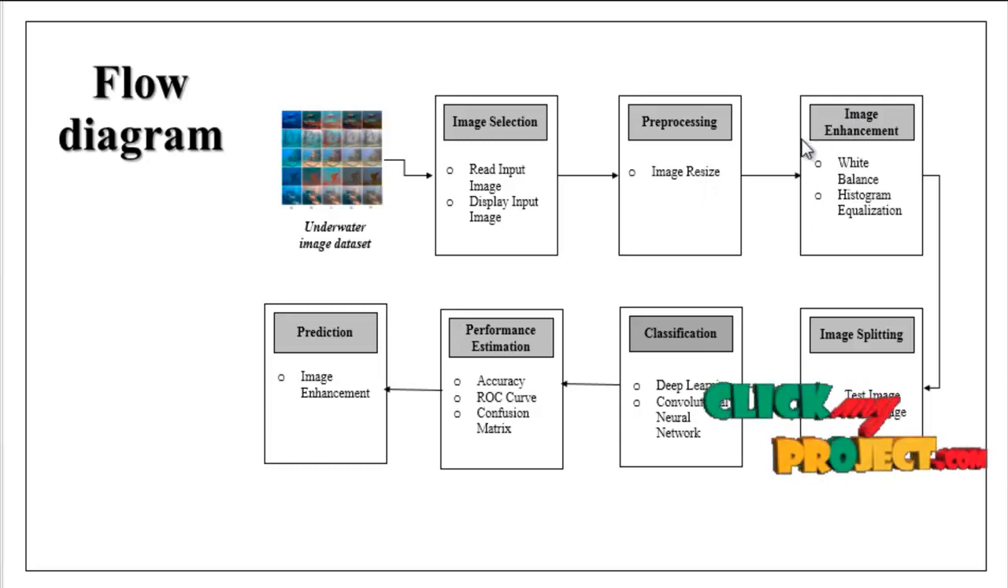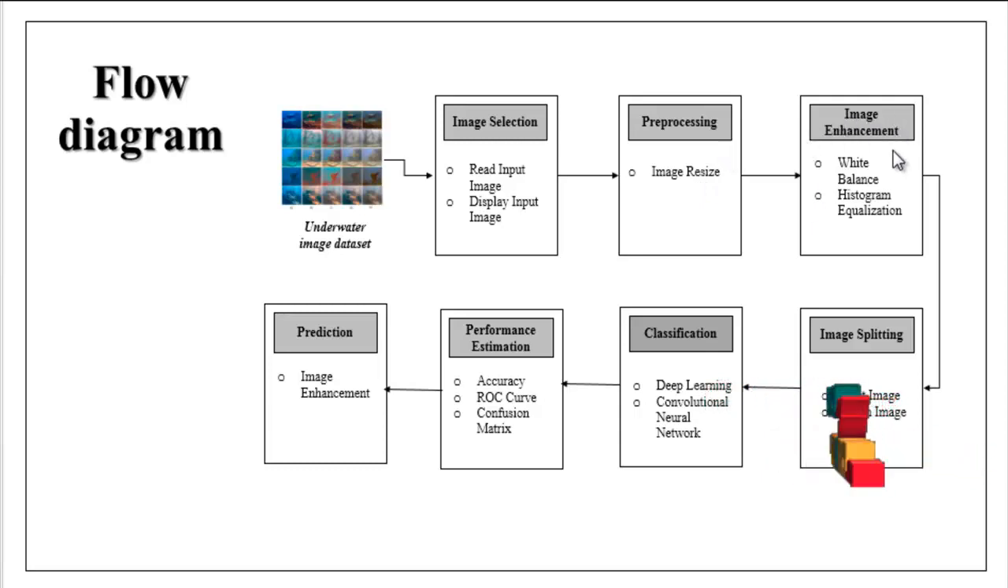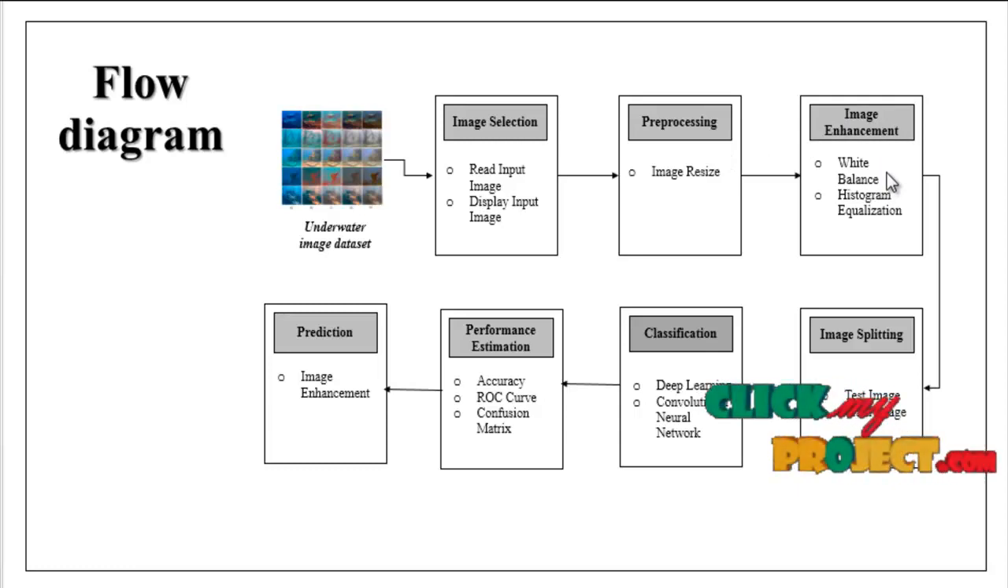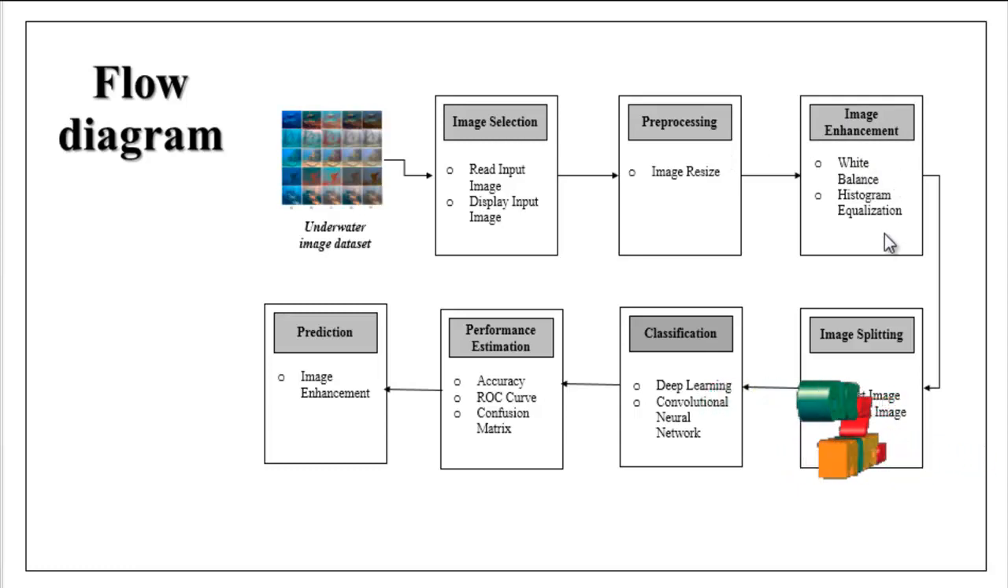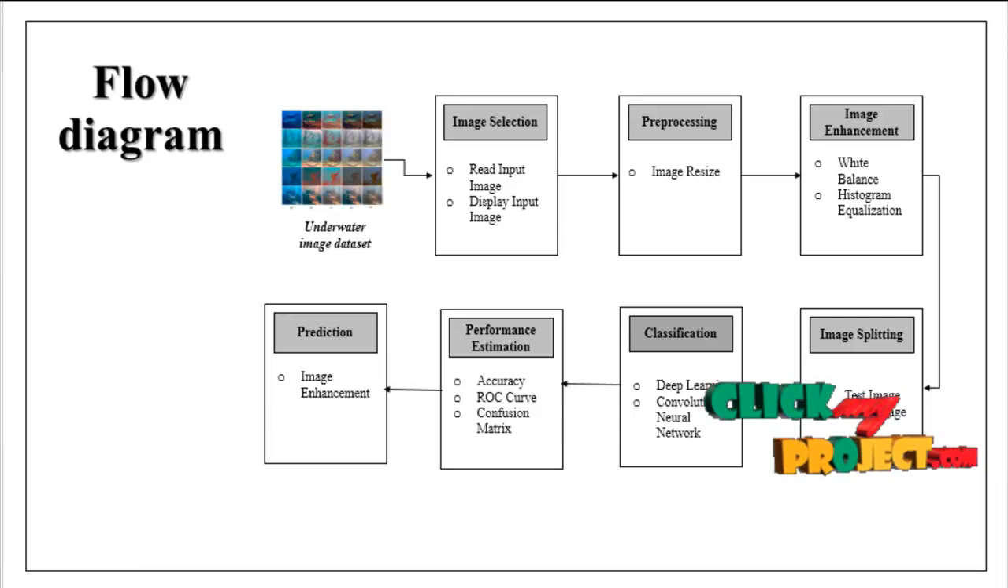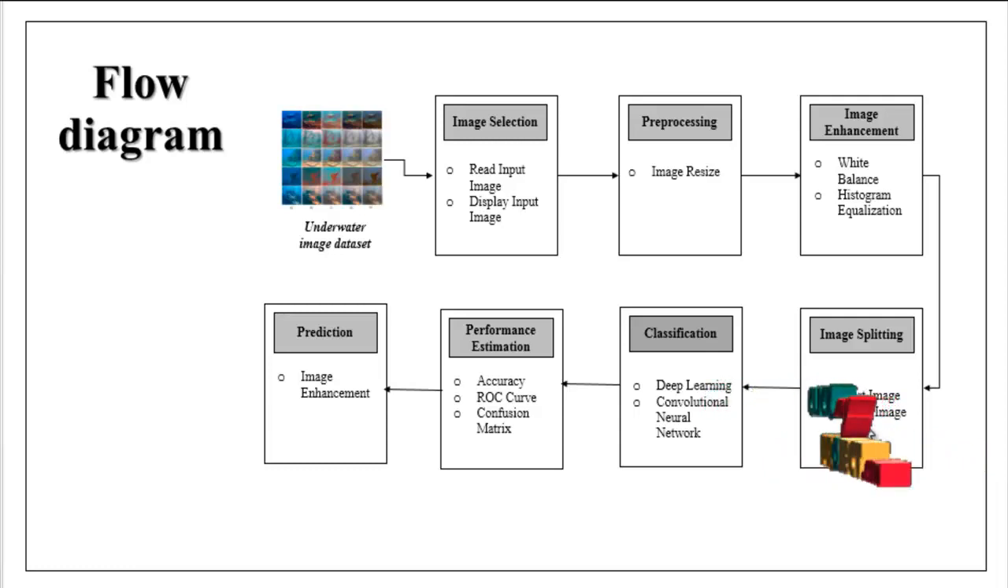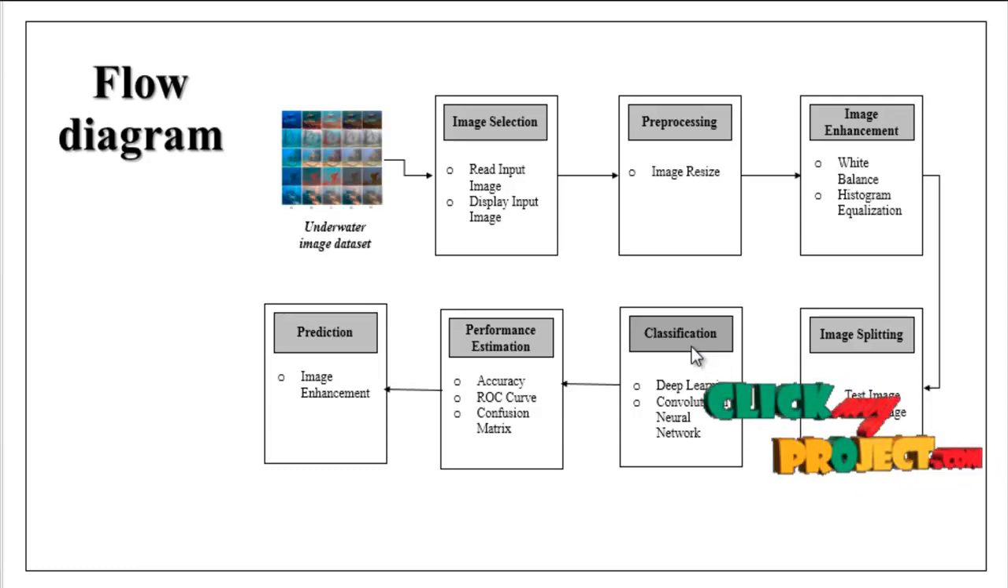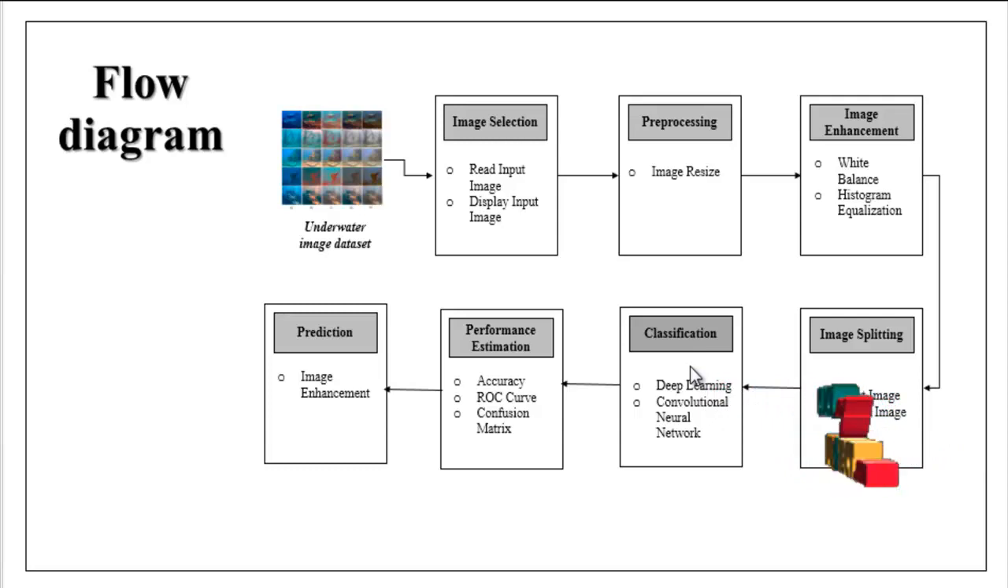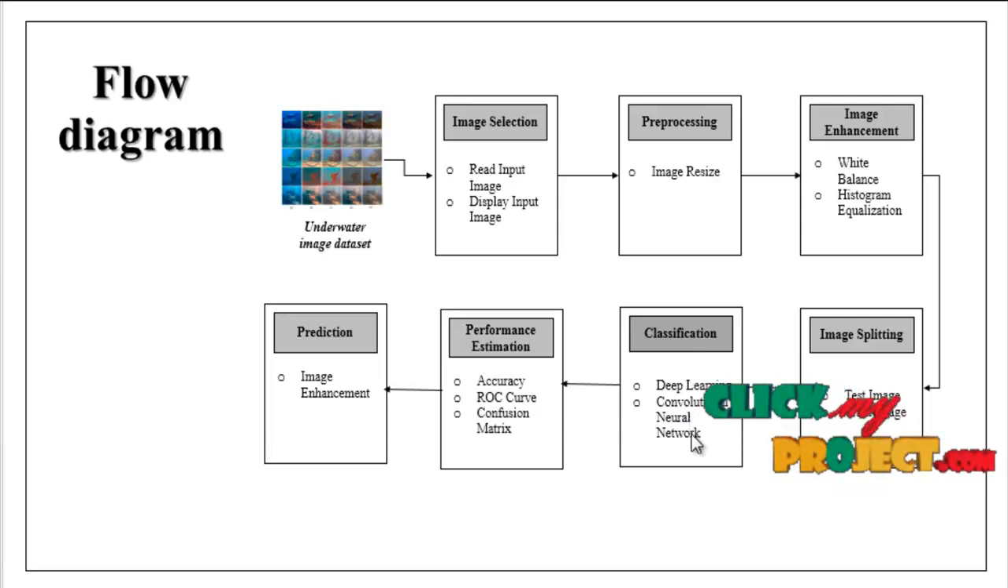Then the pre-processed image is carried to image enhancement. Here we implement the white balance technique as well as histogram equalization for improving the image pixel quality. Then image splitting. Here we split the whole input dataset into test and train. Test is used for prediction and train is used for evaluation. Then the split images are carried to the classification module. Here we implement deep learning algorithms such as convolutional neural network.